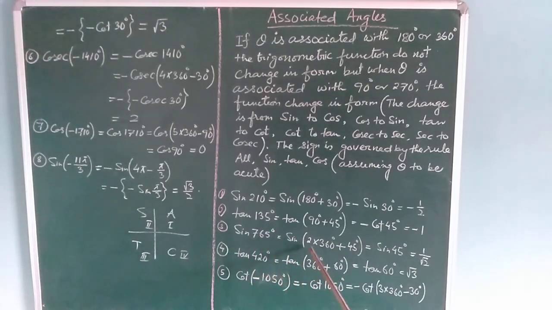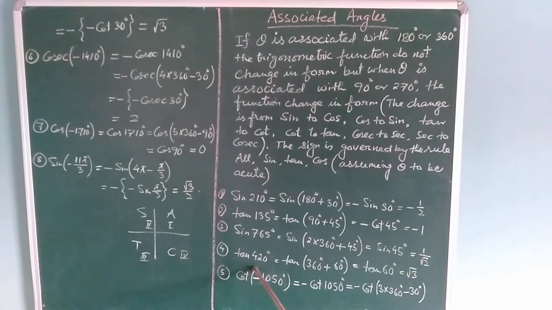Similarly, sine 765 degree. 765 degree means 2 into 360, this is 720 degrees. 720 plus 45 is 765. Now 360 is here, so do not change. If it is 360, sine remains sine. 360 plus 45 means we are in the first quadrant. So in first quadrant, all trigonometric ratios are positive. So this is positive, sine 45, 1 by root 2.